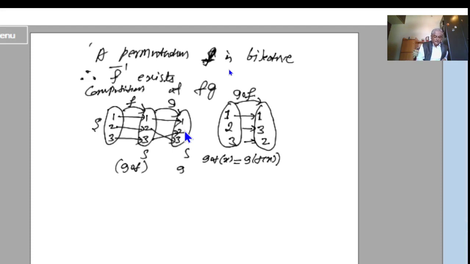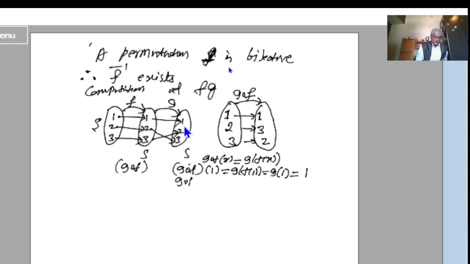Now to find G composition F of 1, this is equal to G of F of 1. What is F of 1 here? F of 1 is 1. And what is G of 1? G of 1 is also equal to 1. So this is equal to 1.